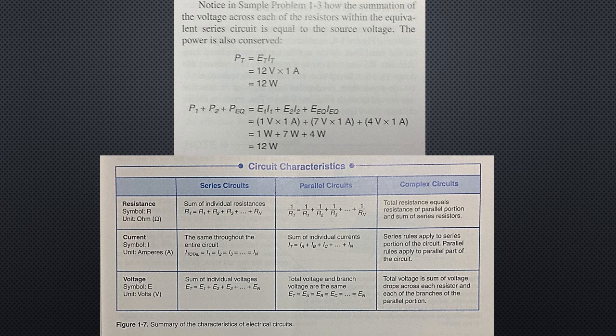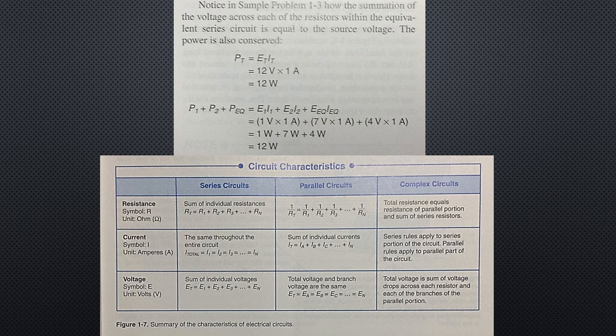Notice in sample problem 1-3 how the summation of the voltage across each of the resistors within the equivalent series circuit is equal to the source voltage. The power is also conserved, where power total equals EMF total times current total. In this case, 12 volts times 1 amp equals 12 watts.